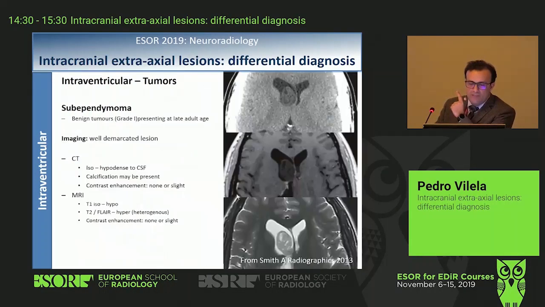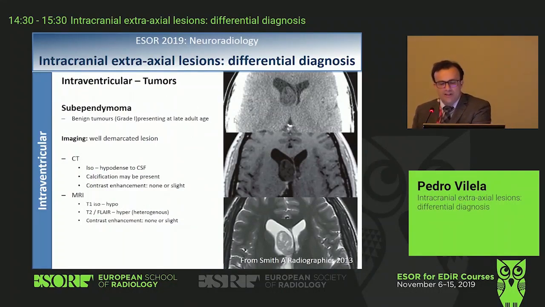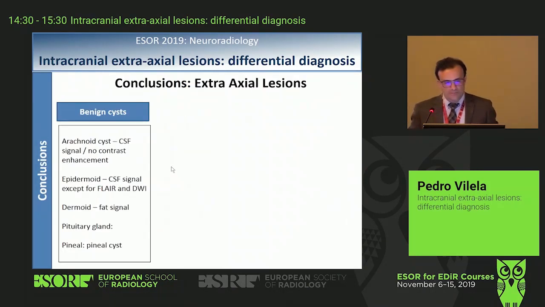One type of ependymoma, which is subependymoma, you see this more commonly in late adult age. They are inside the ventricles, lateral ventricles or fourth ventricle, and typically they will not enhance. And they are not associated with hydrocephalus because they are very slow growing lesions.